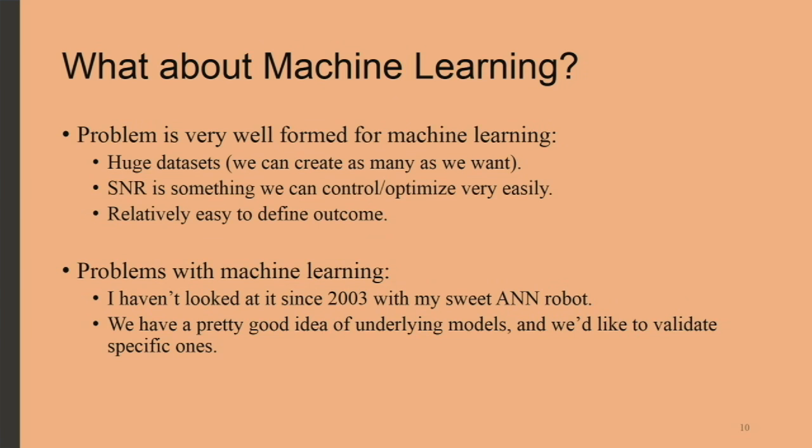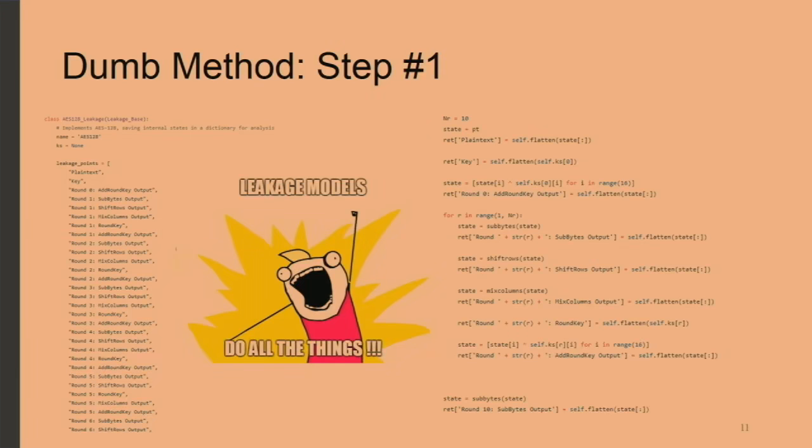The main problems with machine learning are that I haven't looked at it since 2003, and people don't use BASIC anymore. The other problem is that we sometimes do know the underlying model, and we'd like to validate what that model is. In our case, we know what the algorithm is, and we'd like to figure out where the problem's coming from, because that can help us fix the problem in the design. It does help us attack it, but it could also help us fix the problem.